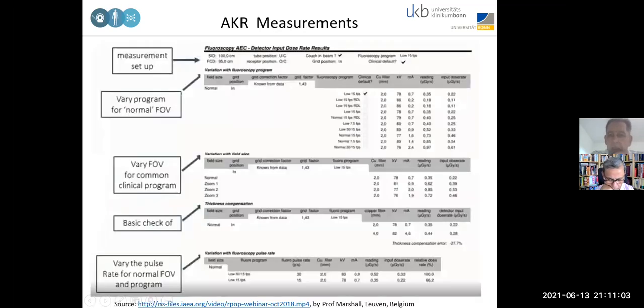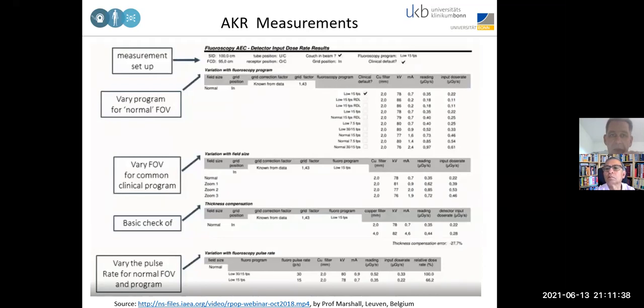So this is actually out of the talk from Mr. Marshall. This is an example for a sheet of what you should actually check, or how you would proceed. You see at the very top is the measurement setup, the SID, the FAC, receptor position, grid in or out, fluoroscopy program written down. Then you look for the field size, the fluoroscopy program, the kappa filter used, the kV, mA reading, and your output dose rate in microgray per second.